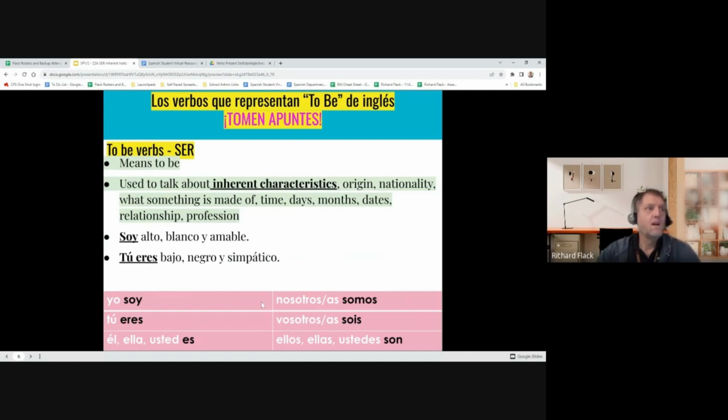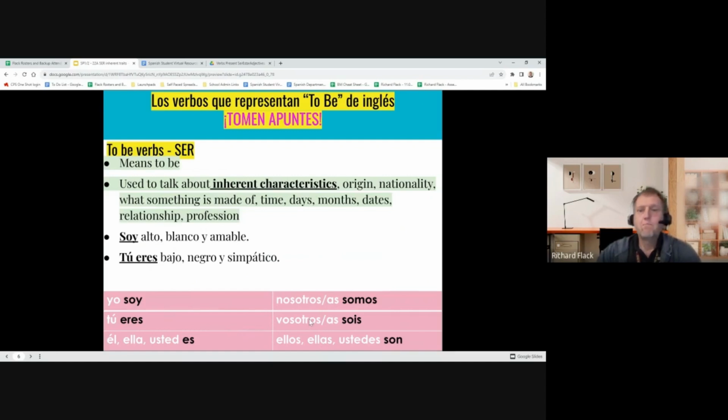Just like with the verb estar, the first thing you're going to have to do is to memorize the conjugations. Yo soy, I am. Tú eres, you are. Él es, he is. Ella es, she is. Usted es, you formal are. Nosotros somos, we are. Vosotros sois, you all are. Ellos son, they are. Ellas son, they, them girls are. Ustedes son, you all are.